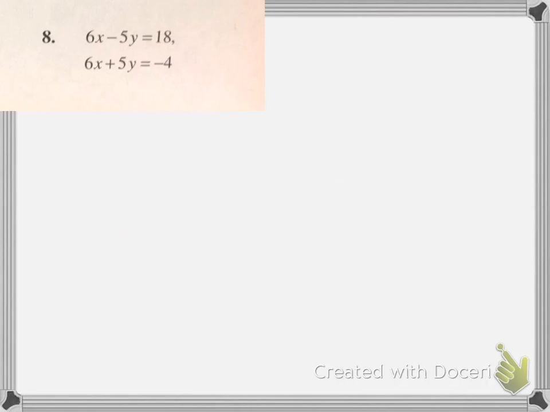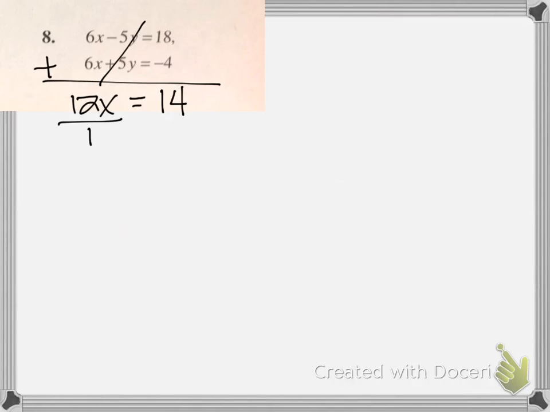Let's look at this system. Again, if we add, we get 12x, my y's eliminate, equals 14. Oops, sorry, it'd be 14. Divide both sides by 12. I get x equals 14 twelfths. If I reduce by 2, that's going to leave me 7 sixths for x.